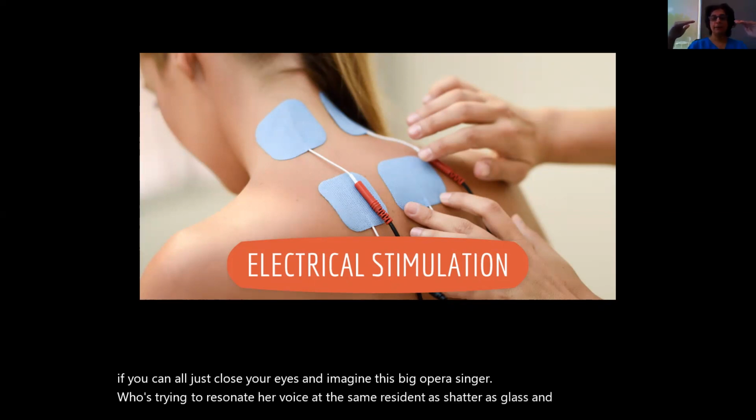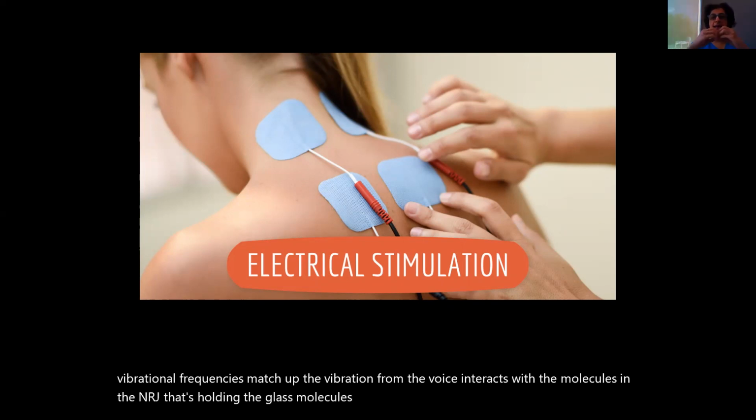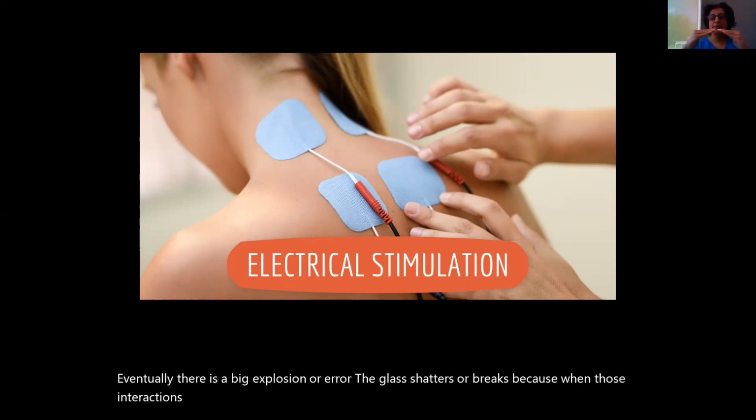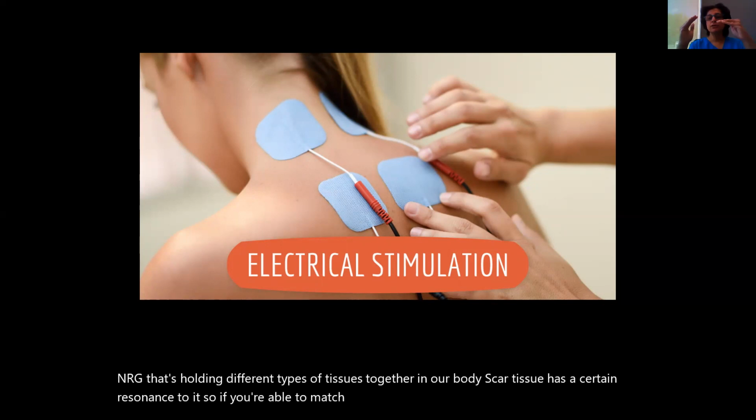And so when the vibrational frequencies match up, the vibration from the voice interacts with the molecules and the energy that's holding the glass molecules together, and eventually the glass shatters or breaks, because when those interactions occur, they disrupt any stability there is in that target area, meaning the glass. Similarly, we have energy that's holding different types of tissues together in our body. Scar tissue has a certain resonance to it. So if you're able to match the microcurrent frequency to that, the scar tissue can dissolve.